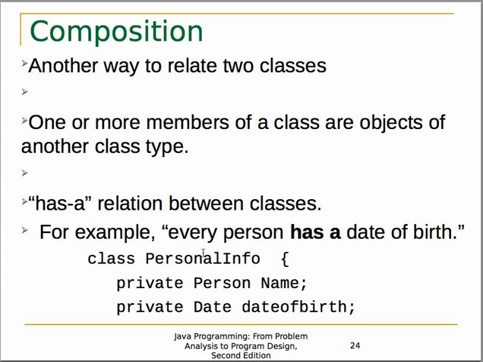So if you have a class PersonInfo, then you can say that every PersonInfo object has a date of birth object. Every PersonInfo object has a Person object, which is the name of the person. Okay, so in addition to inheritance, you also have composition. We'll get into the differences between inheritance and composition.